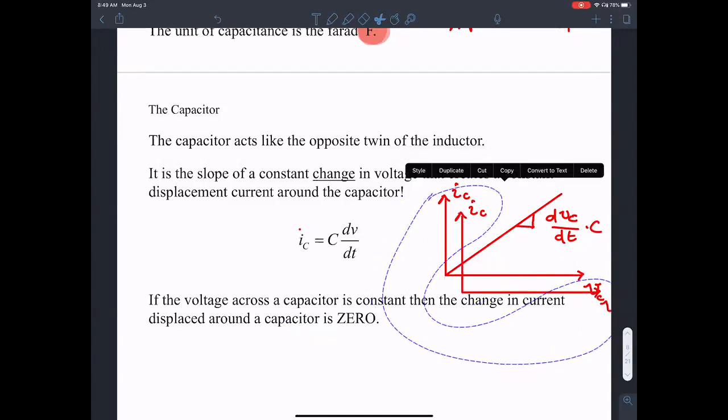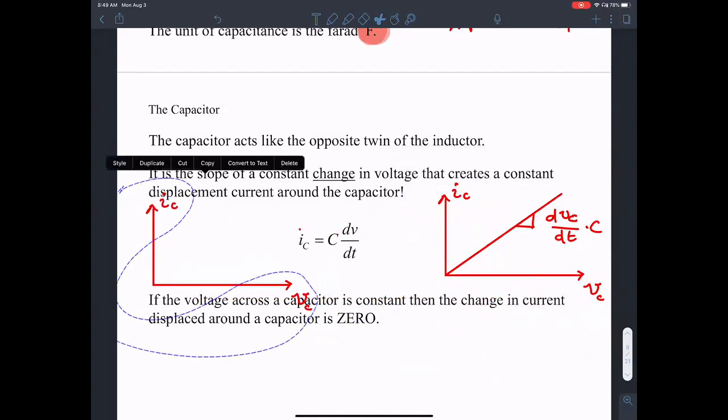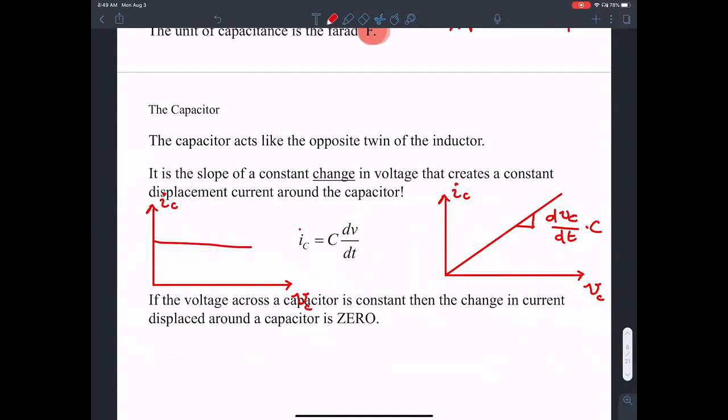If the voltage is not changing, if the voltage is constant Vc, then the current, which is the slope of this, is 0. So in other words, a constant DC voltage implies the current flowing through the capacitance is 0.